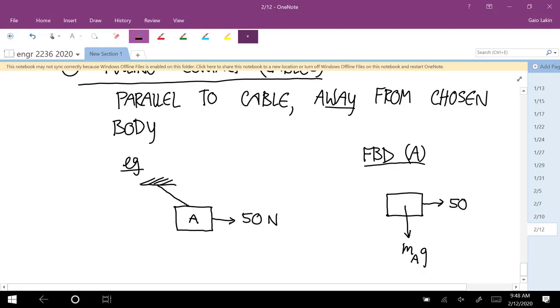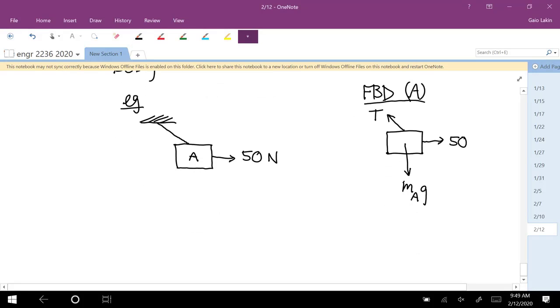And then the pulling force applied by that cable is parallel to the cable, away from the chosen body. And with cables, usually I label these with a capital T for tension. Again, that's just a variable name. And often we're going to use the fact that a cable's tension, that value T, is constant over the length of a cable.